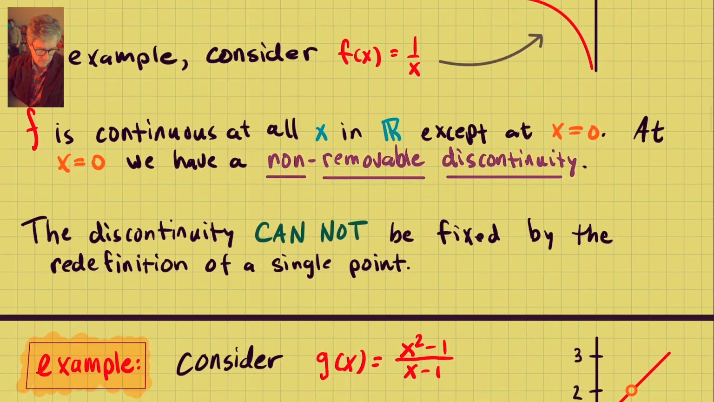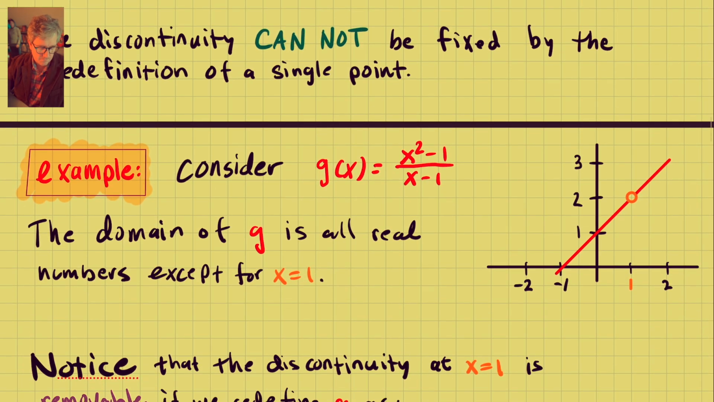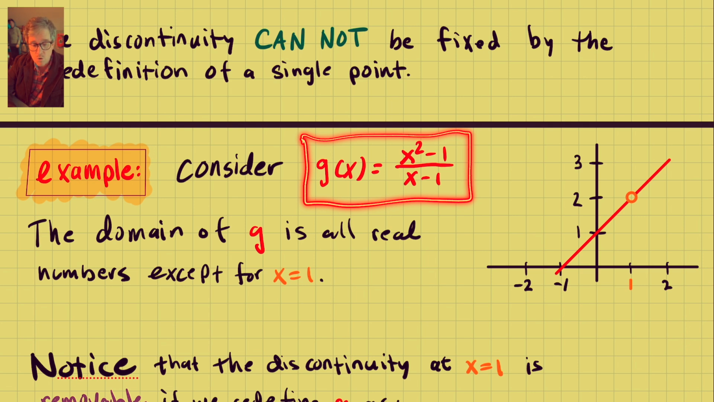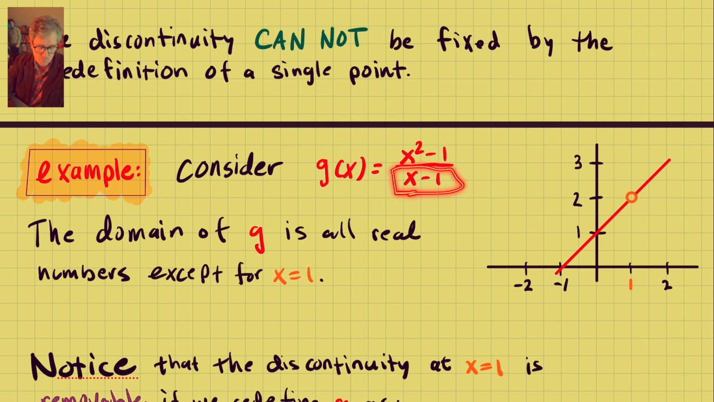Okay, very good. Let's take a look at an example. Let's consider the function g of x equals x squared minus 1 over x minus 1. The domain of g is all real numbers except for x equals 1. We've got this hole here. So this function would technically not be continuous on the real number line, because specifically we have an issue at x equals 1.